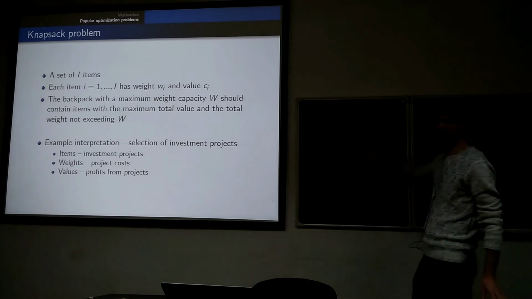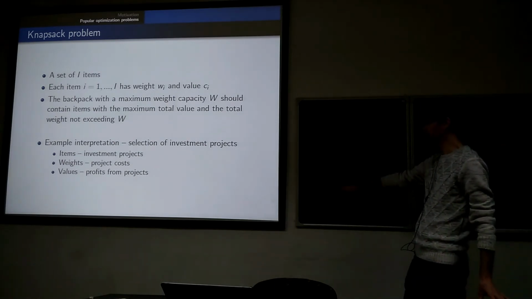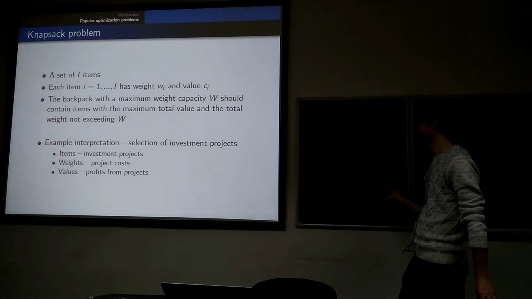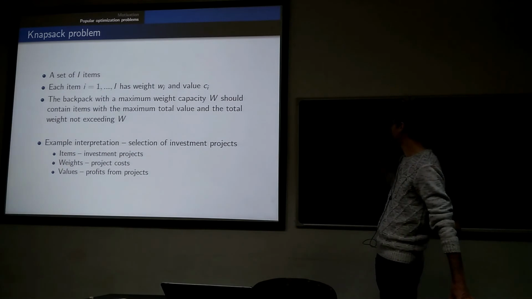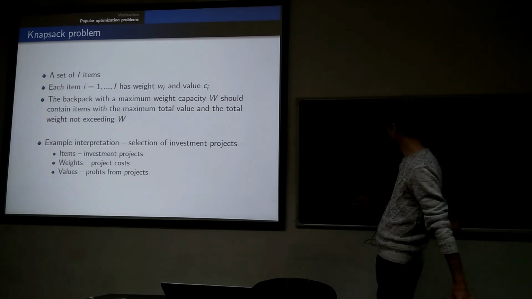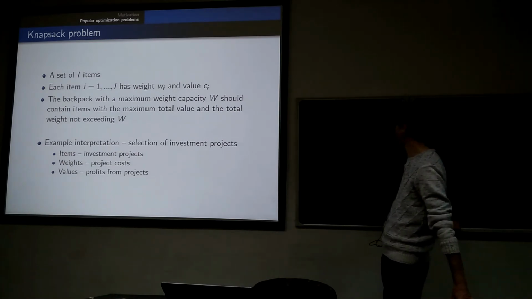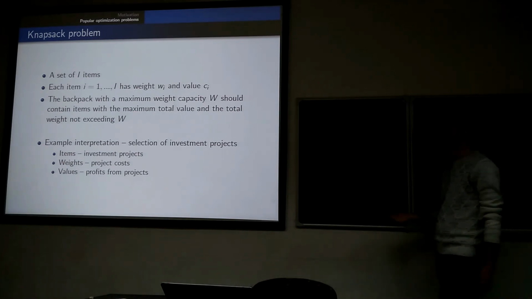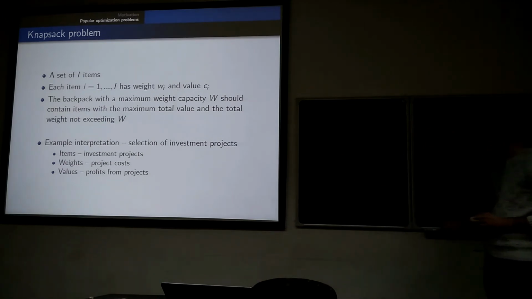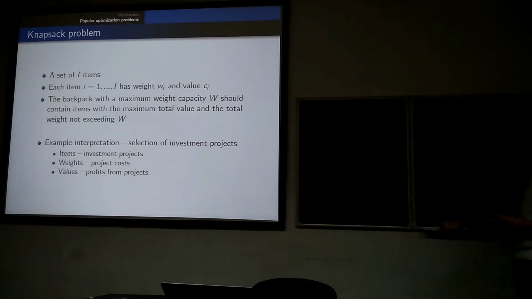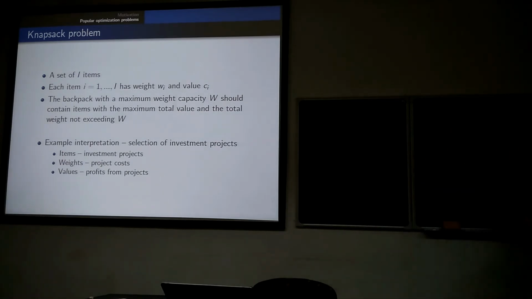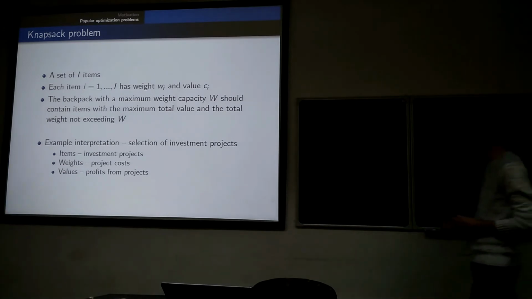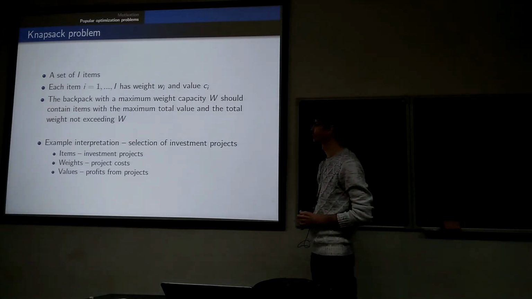But each of those items, apart from their size or weight, also has some value. I will use C for value. So W1 and C1, W5 and C5. And you want to maximize the value of items in the knapsack, but you cannot exceed this capacity. Okay? So it's a really very elegant optimization problem.